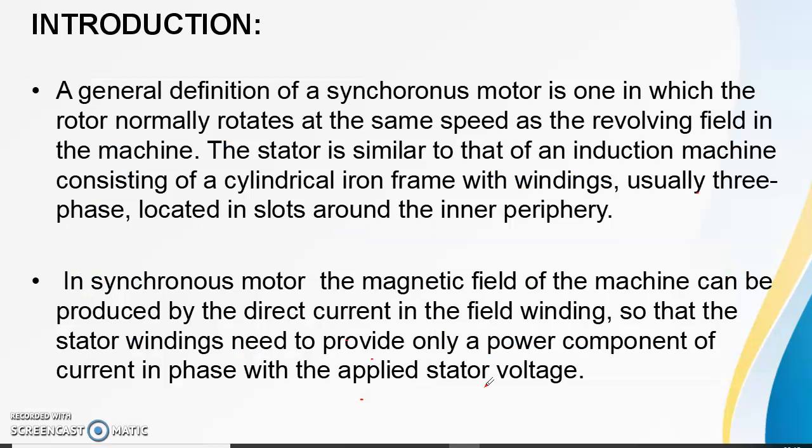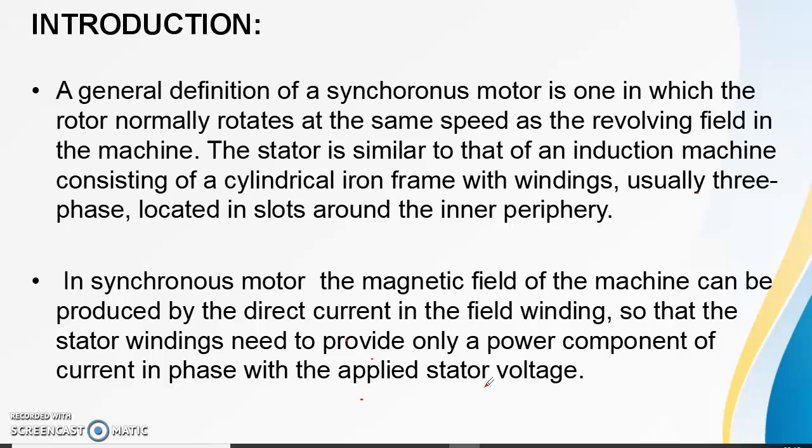Next, we move on to the introduction of synchronous motor. A general definition of a synchronous motor is one in which the rotor normally rotates at the same speed as the revolving field in the machine. The stator is similar to that of an induction machine, consisting of a cylindrical iron frame with windings, usually three-phase, located in slots around the inner periphery, which means the rotor should attain the synchronous speed.